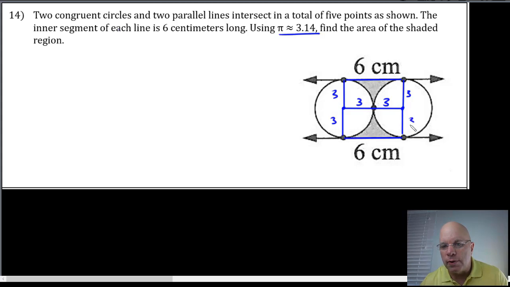And if these radii are 3, then really what you're looking at here is a 6 by 6 square. If you wanted to find the area of the shaded region, you would find the area of the square.